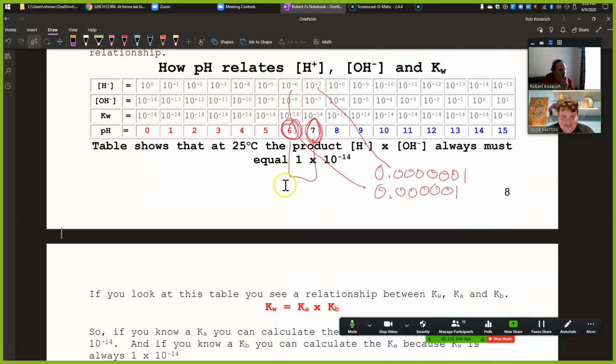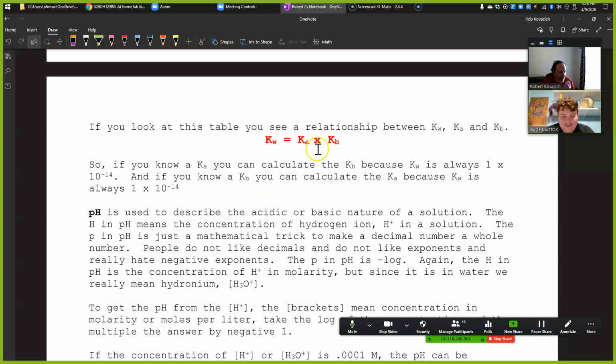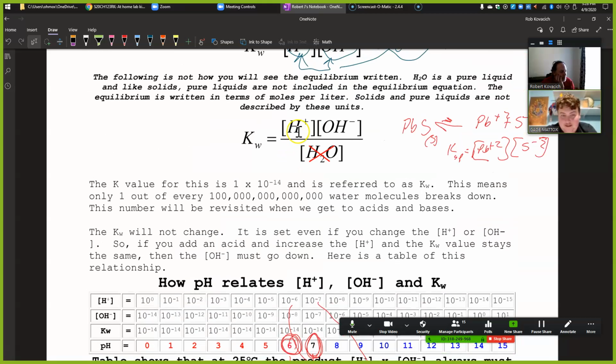Okay, so let's move on with this. Ka times Kb is always going to be equal to Kw. And H plus ion concentration times OH minus concentration is always going to be equal to Kw. So if H plus ion concentration goes up, what has to happen to hydroxide concentration? It has to go down. They're inversely proportional to each other by orders of magnitude. If the H plus ion concentration goes up by an order of magnitude, so goes up by 10, the hydroxide ion concentration has to go down by 10. So now they're 100 away from each other.